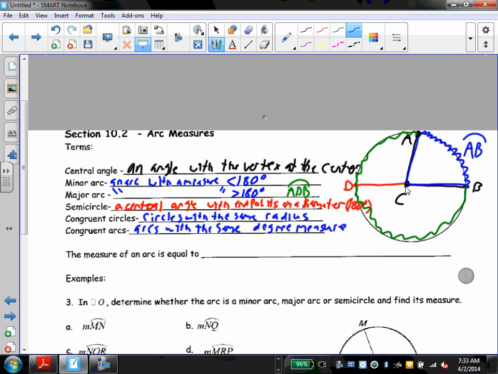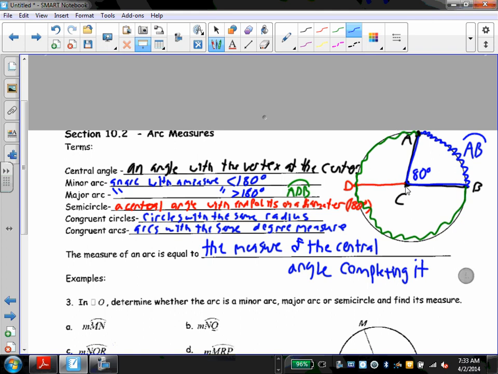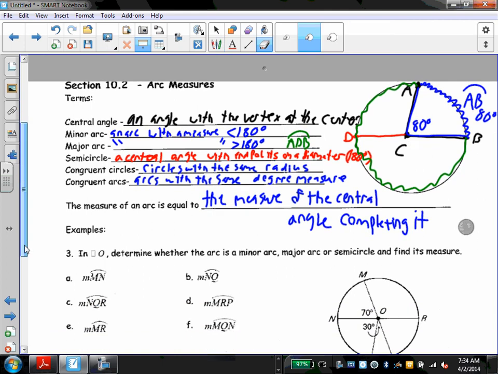The measure of an arc is equal to the measure of the central angle completing it. In other words, in our picture, if angle ACB was 80 degrees, then arc AB would also be 80 degrees. So let's see this play out in a few of our examples here.